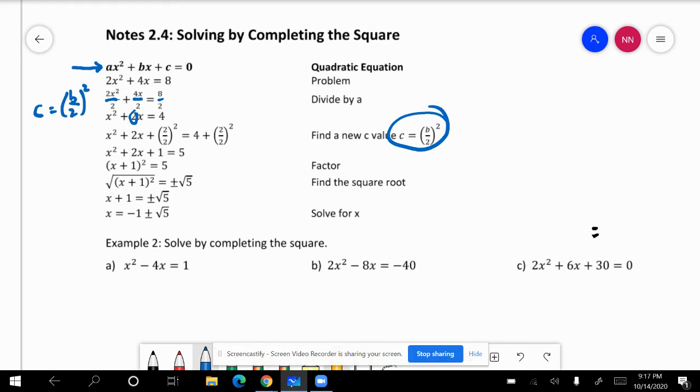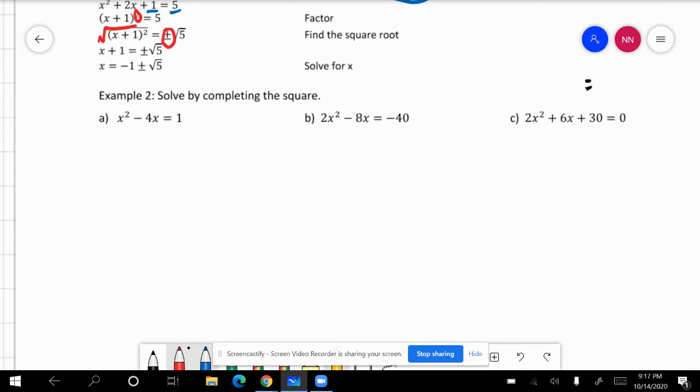So notice that my b value is 2. 2 divided by 2 squared is 1. So I add 1 on both sides. Now, in order to get rid of the square, what I'm going to do is take the square root. And so notice that I'm taking the square root on both sides. Remember the positive and the negative root. And then I get the x by itself by subtracting the 1. Let's look at a couple example problems.